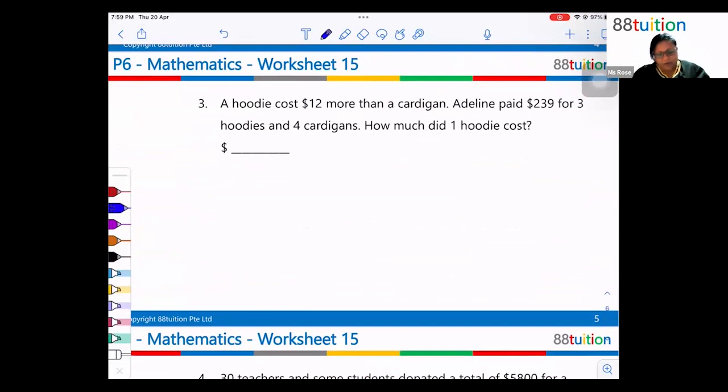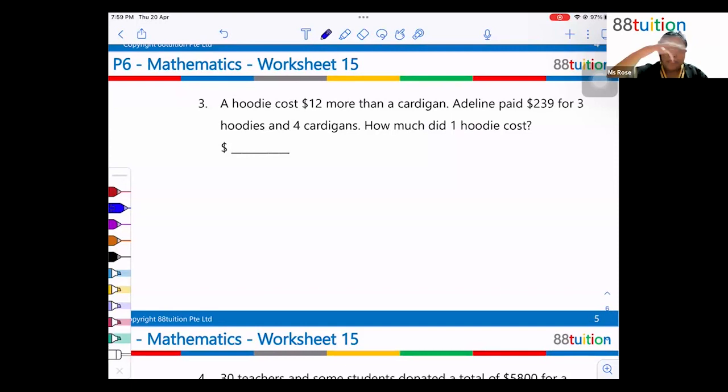Now, for question number 3, anyone attempted? Can I have your answers on the chat? All right. Jaden got the answer. Yes, Jaden, that's right. Okay, let's have a look at this.